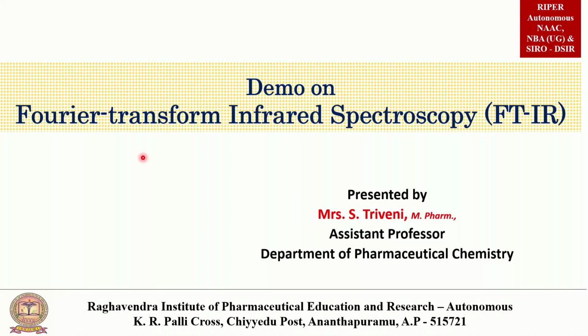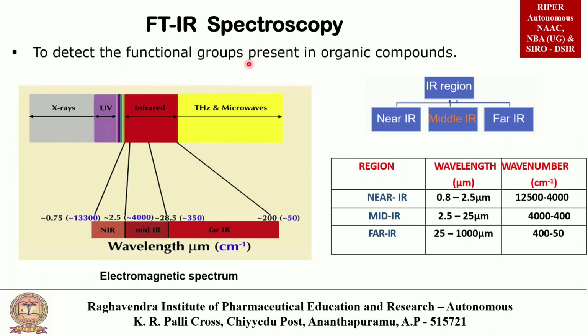In this demo, I am going to explain introduction, preparation of KBr pellet, instrumentation and interpretation of FTIR spectroscopy. FTIR stands for Fourier Transform Infrared Spectroscopy. It is used to determine functional groups present in an unknown organic compound, that is, for structure elucidation. We use a specific range of electromagnetic radiation that we call IR radiation.